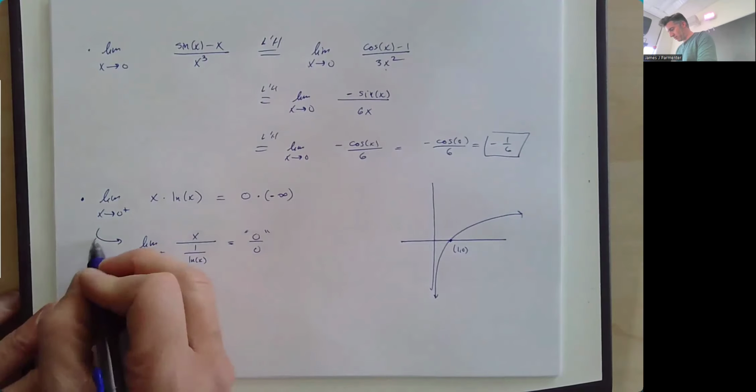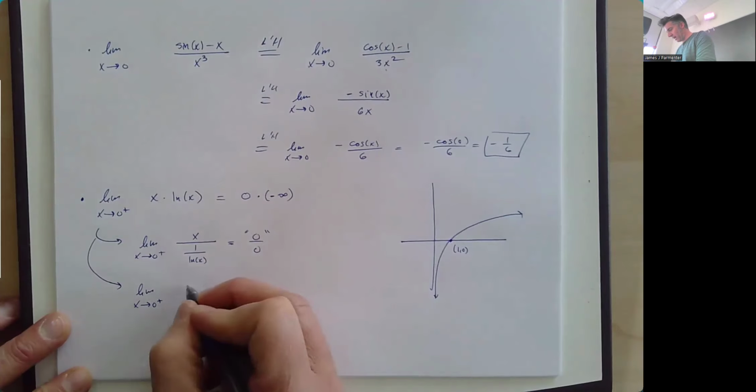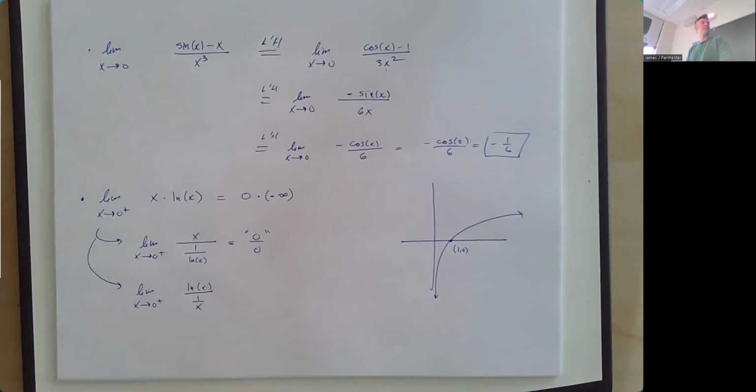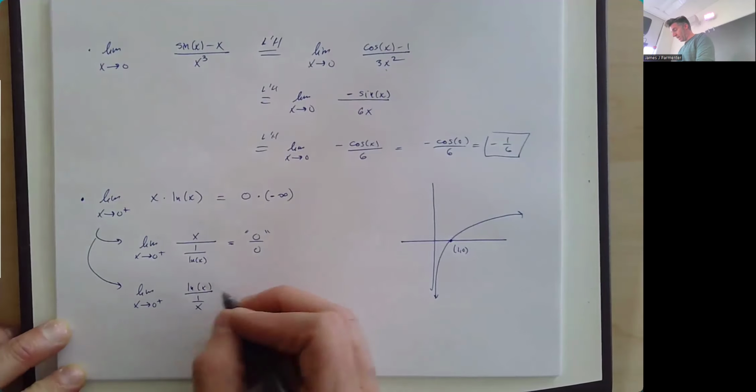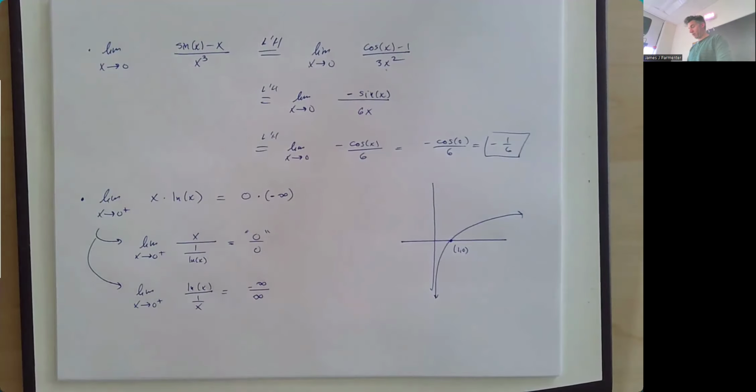We should make the better choice and do it as a limit as x goes to 0 from the right of the natural log of x over 1 over x. Essentially, you're bringing one of the factors down to the denominator as its reciprocal. And then in this case, I have a negative infinity over infinity type. Natural log of x is going to negative infinity. 1 over x is going to positive infinity.